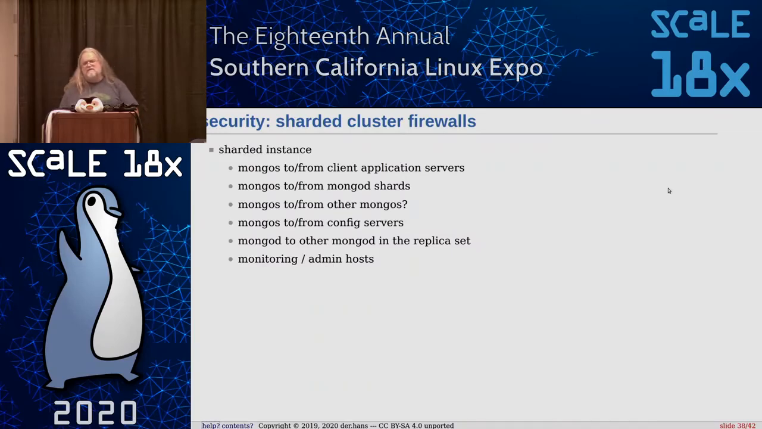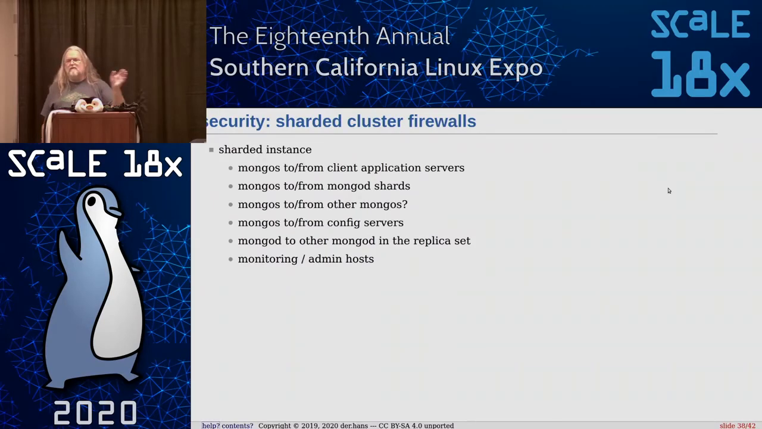For a sharded instance in your firewalls, the Mongos will be talking to and from the client application servers. We've already talked about that. It's going to be your TLS endpoint for those. It's going to be talking back to and from the MongoD shards. It's going to talk to every node on every shard. It'll be talking to and from other Mongos. I'm sorry, the question mark is extraneous. It'll be talking to and from your config servers.